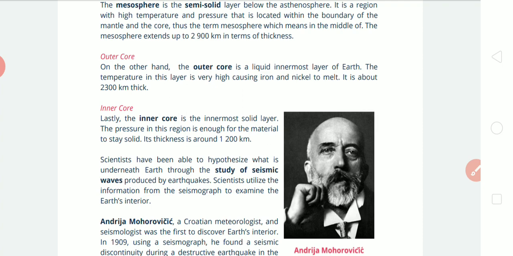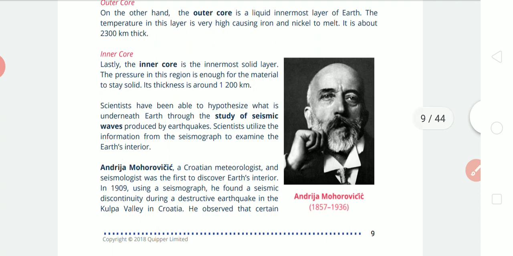Scientists have also been able to hypothesize what is underneath Earth through the study of seismic waves produced by earthquakes. Scientists utilize the information from seismograph to examine the Earth's interior. So, seismograph, it is a device that is usually used to measure seismic waves or movements of the crust.